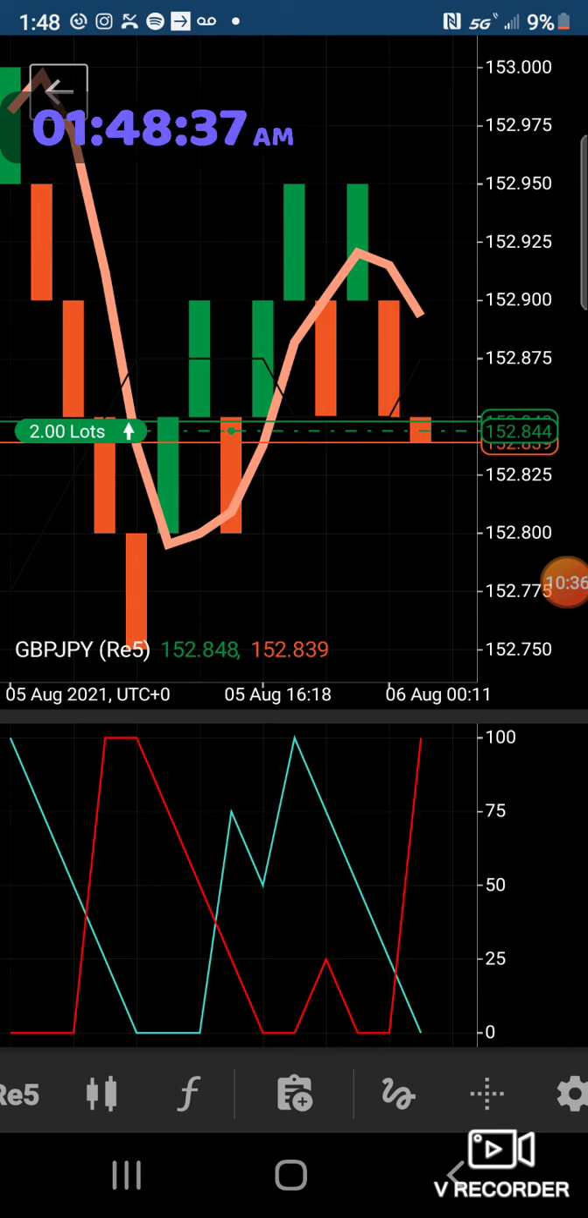See, look at that. It's starting to print that second brick on the downside. You got a little breakout right there.